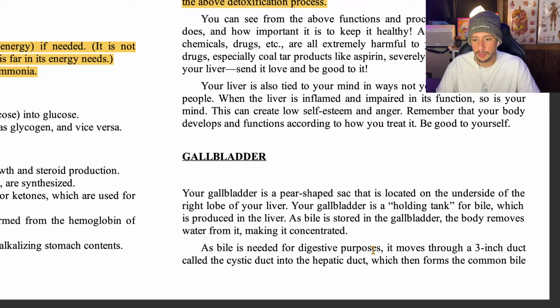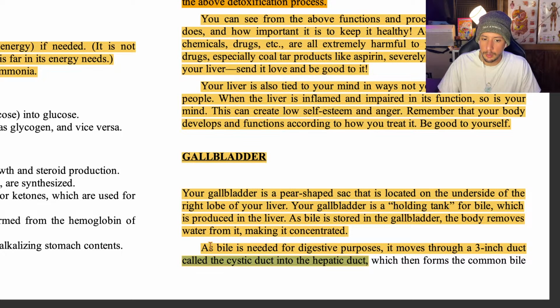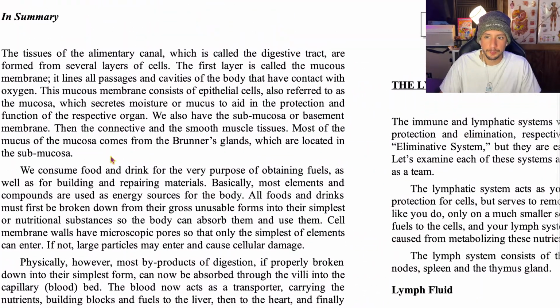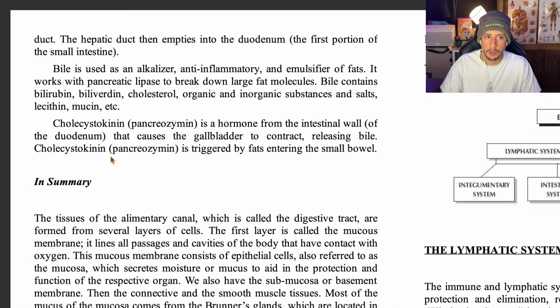As bile is needed for digestive purposes, it moves through a 3-inch duct called the cystic duct into the hepatic duct. So now what we just learned is tying right back into itself. We just learned about all these ducts that go on in the liver, all these ducts that go on in the pancreas, and now they're all coming back into play here to help out with everything. So let's keep it moving here. The hepatic duct then empties into the duodenum, the first portion of the small intestine that we went over.